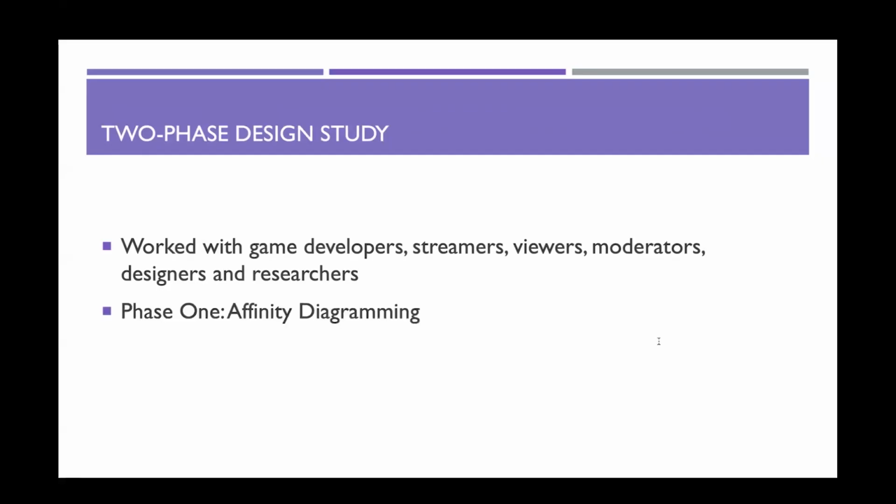In phase one, participants took part in affinity diagramming sessions to explore the breadth of features they want to use in future iterations of data-driven game streaming systems. In phase two, we explored the design space more deeply with participants via a design workshop, where participants worked in small groups to create low-fidelity prototypes of data-driven game streaming systems.